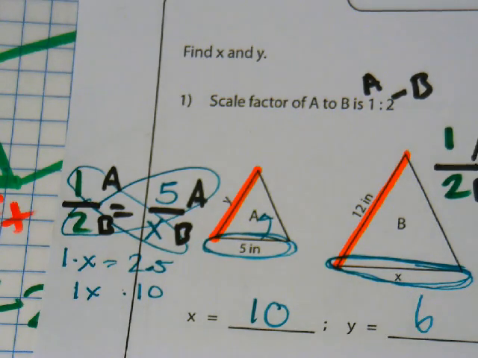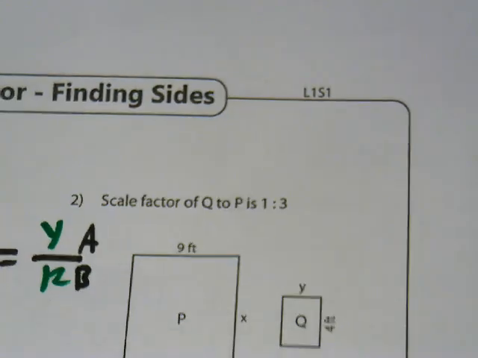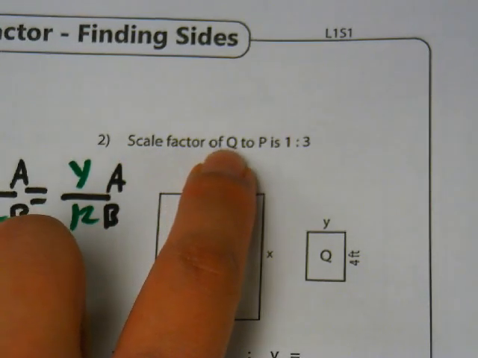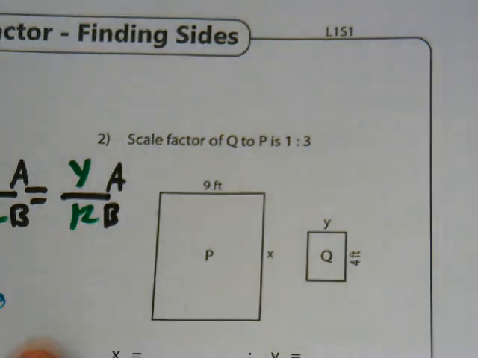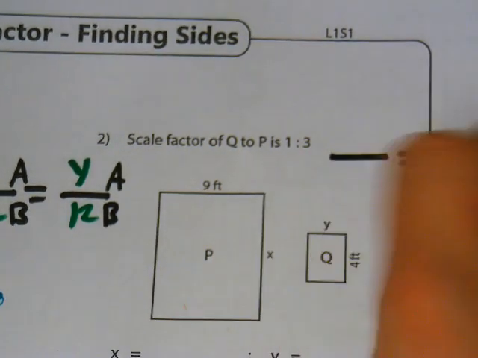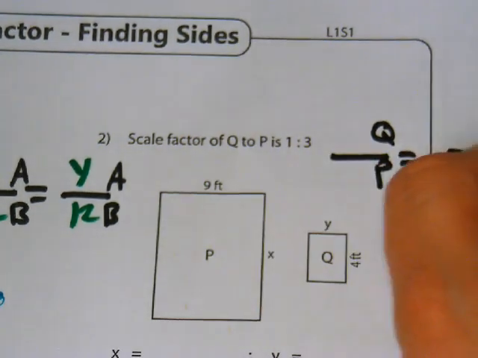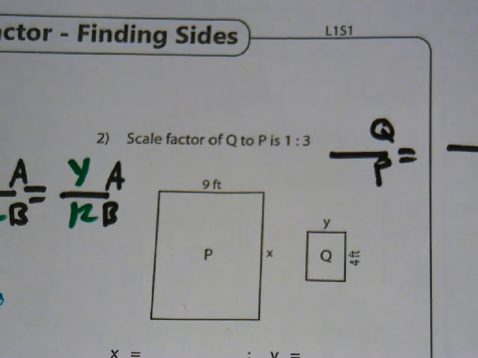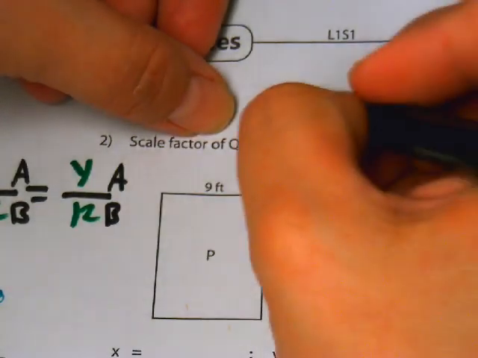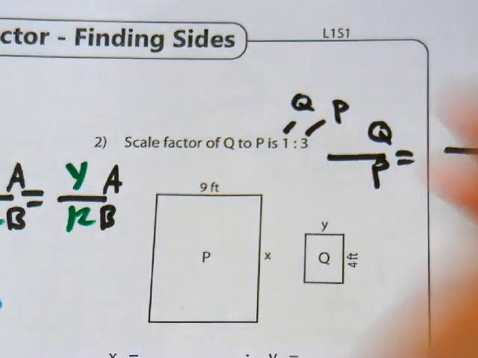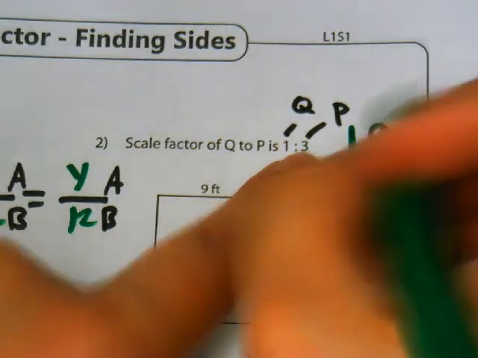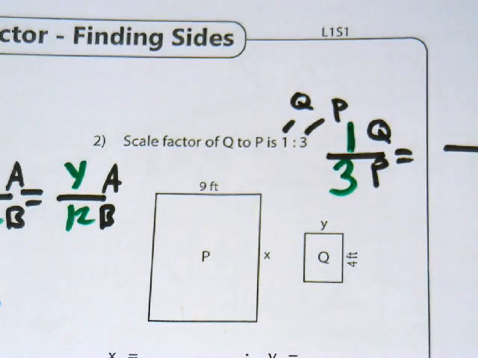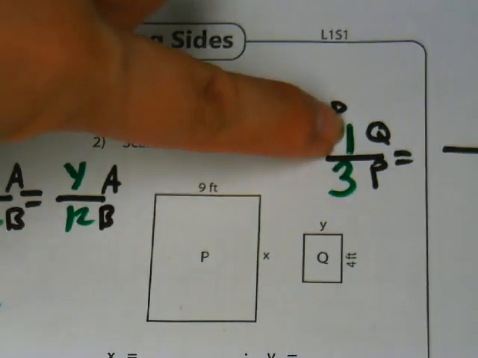Now let's do number 2. Number 2, we'll do it together. Scale factor Q to P is 1 to 3. Q to P. So here is Q, here is P. They switch the order, so no big deal. Q to P, Q to P. Q is my first number, P is my second number, because it's the same order as they give me. Okay? So Q is 1 and P is 3. So 1 to 3, 1 to 3.